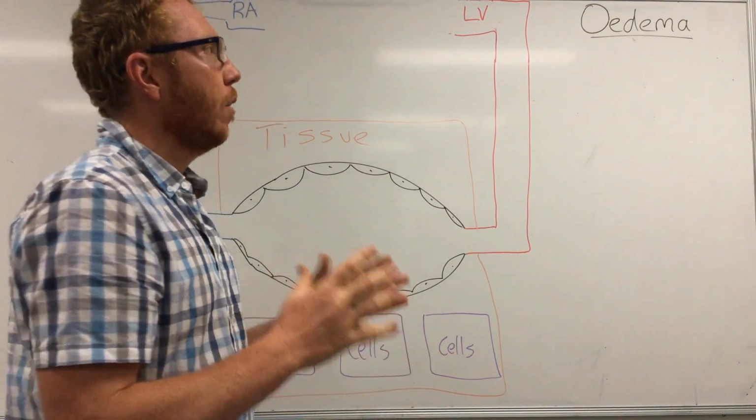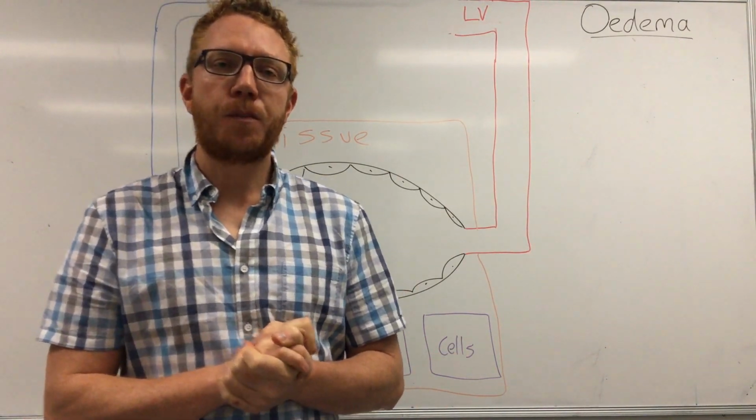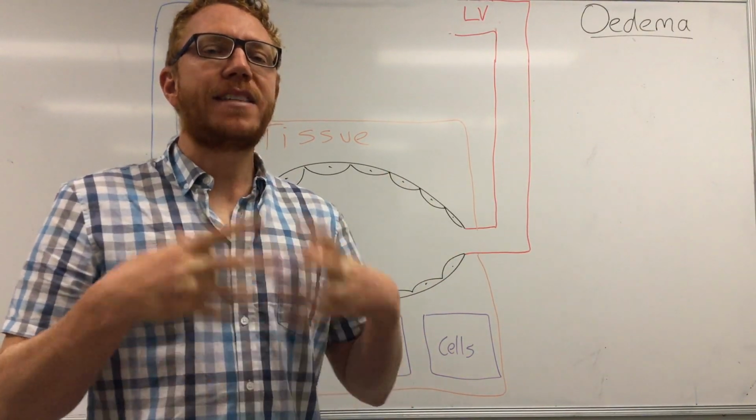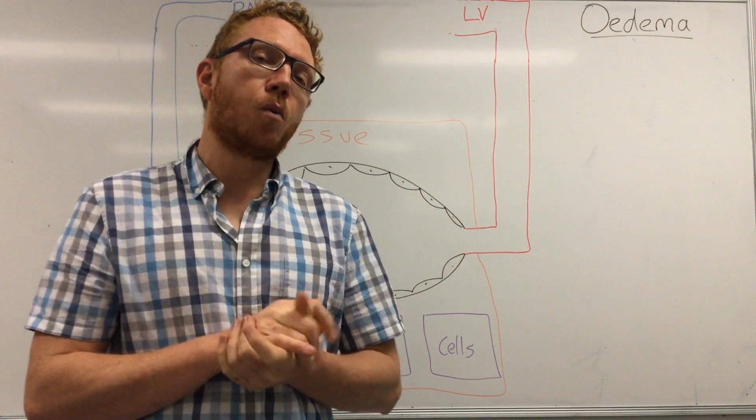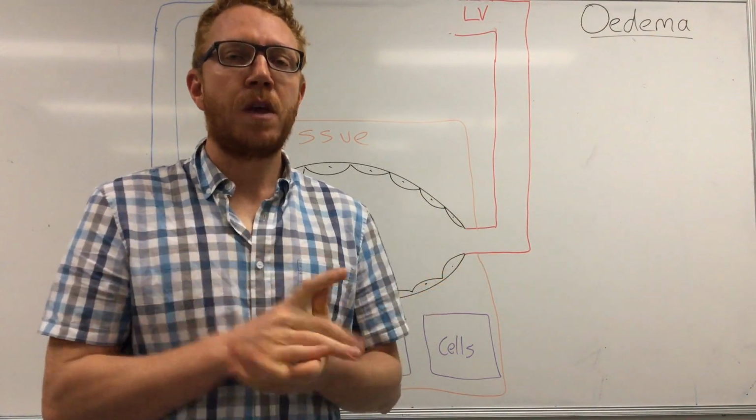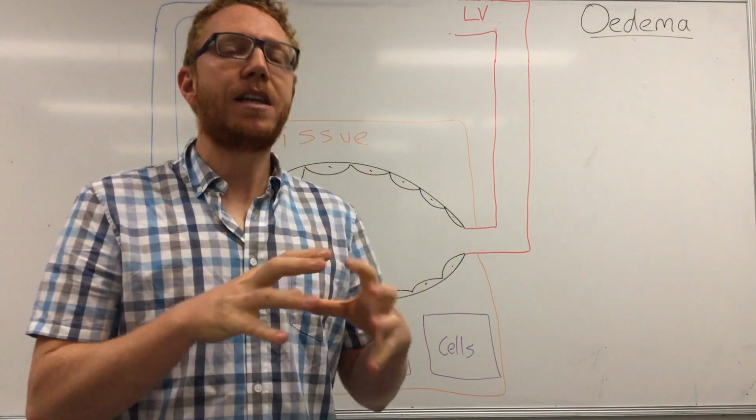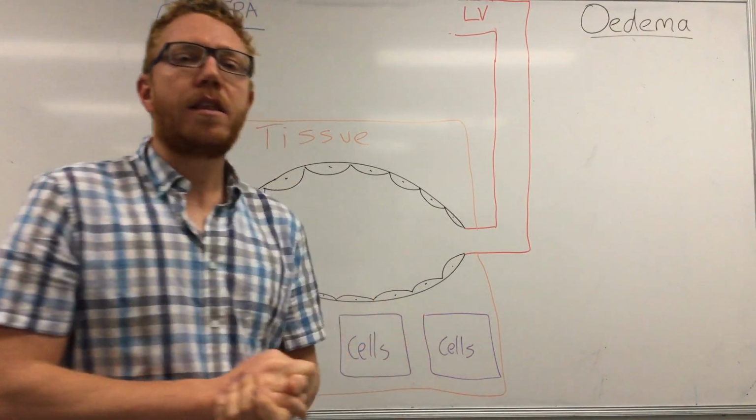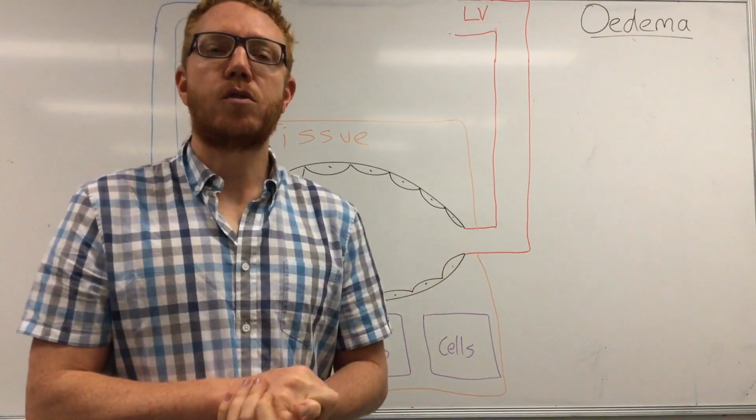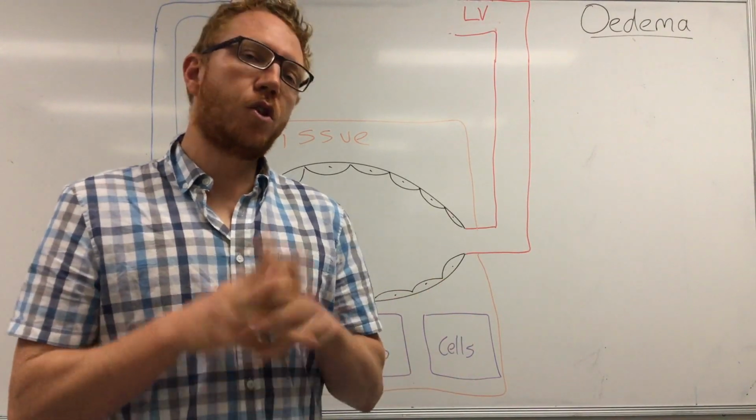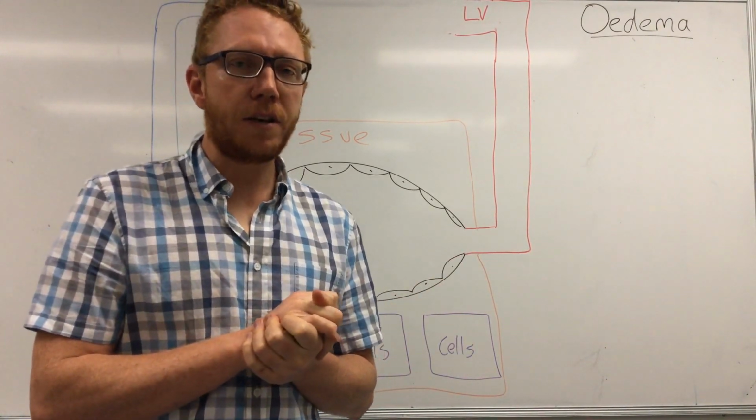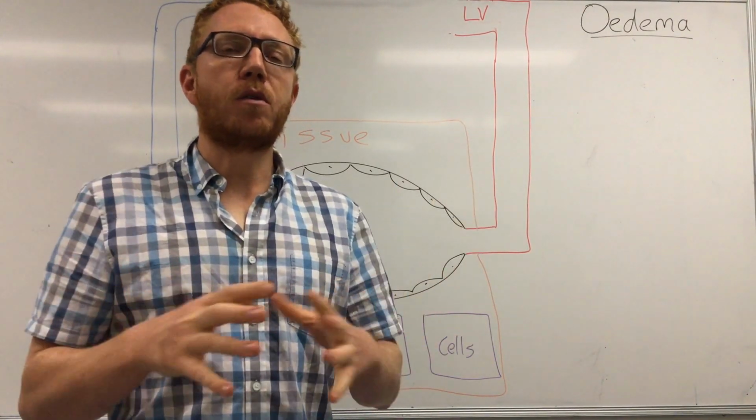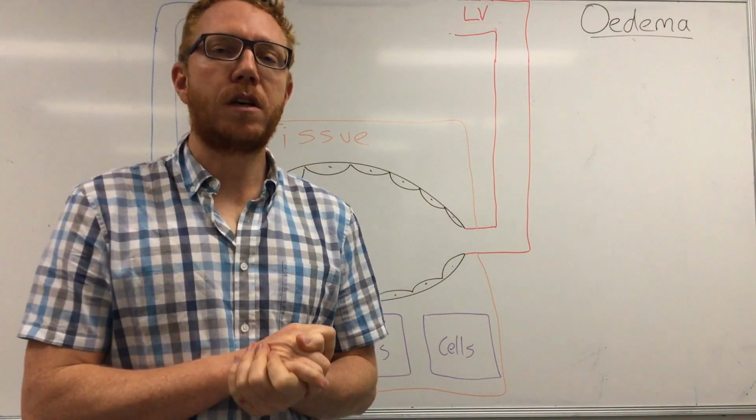So firstly, let's look at what edema actually is. Edema is the accumulation of fluid within a tissue or even within a cell or cells. It's where fluid accumulates in excess within a certain area or within certain cells, causing it to enlarge or increase in size. So there are two types of edema: intracellular edema and extracellular edema. Today we'll focus completely on extracellular edema.